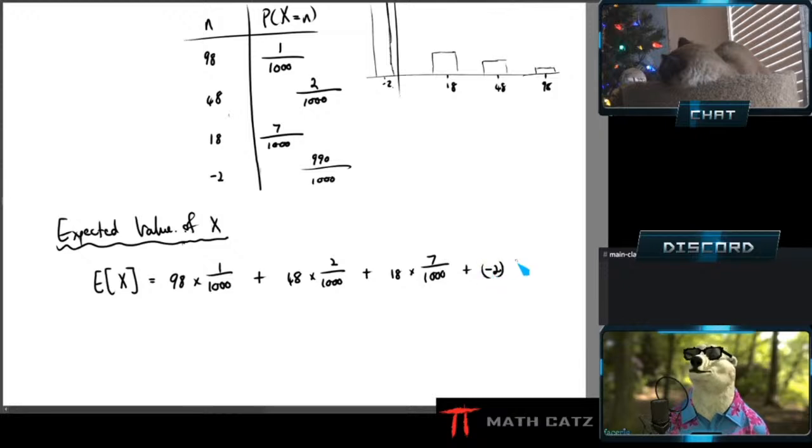Remember, this one is -2, and I multiply that with its corresponding probability. And of course, now it's a calculation, so I'm going to get a number. Let's calculate it. Let's show it in the chat.